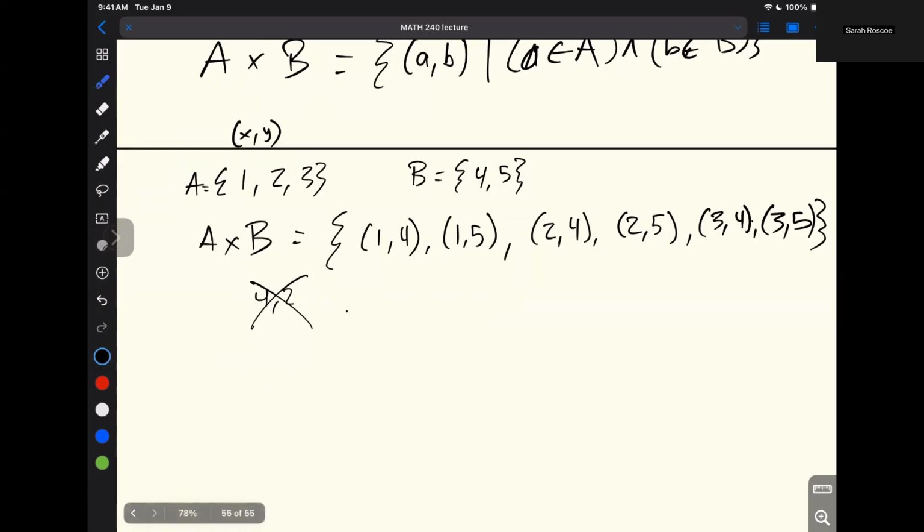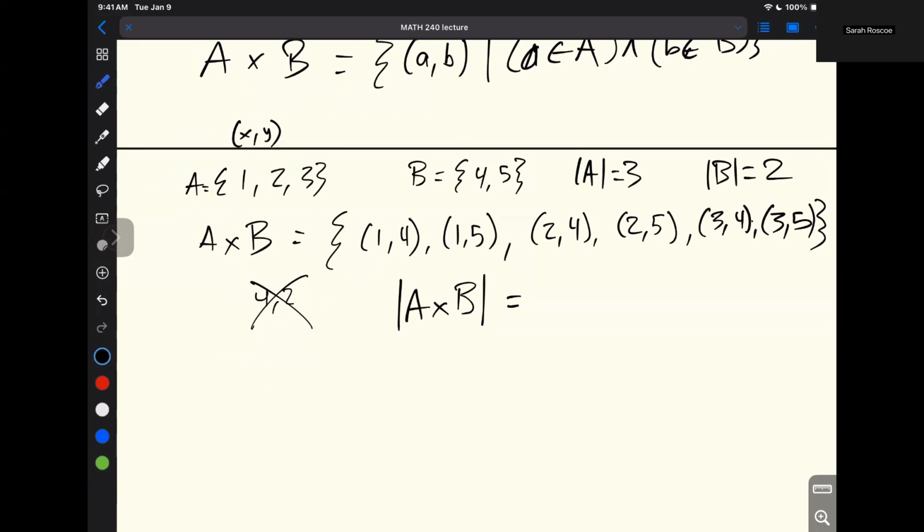It's probably called the product because, so let's see. What's the size of A, the cardinality of A? What's the cardinality of B? What's the cardinality of A times B? So if we multiply 3 by 2, we get 6. So that's probably where it got its name.